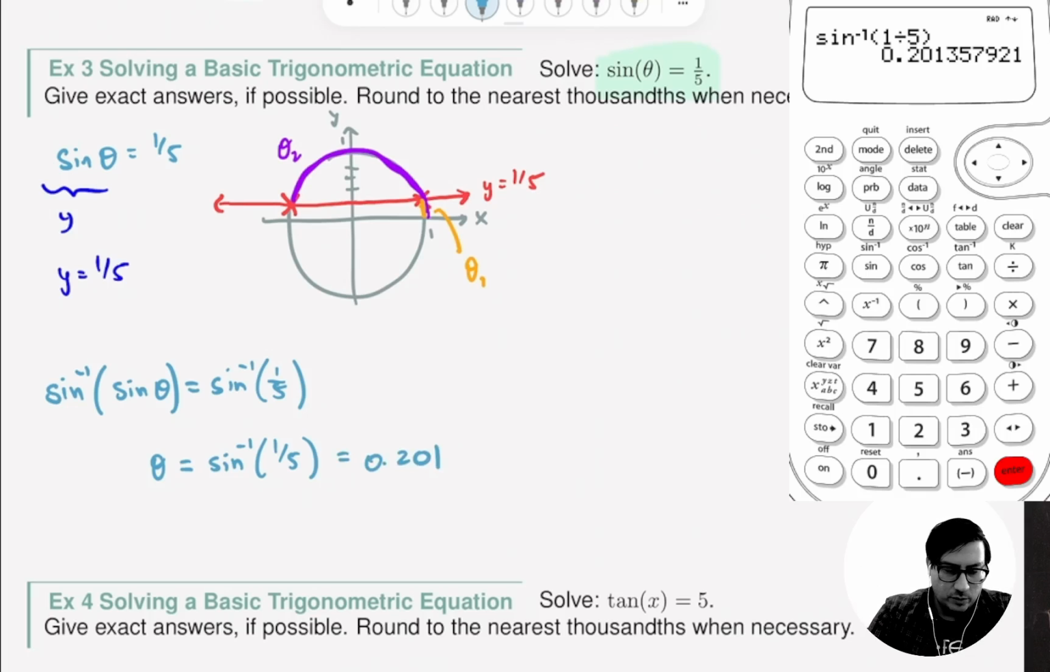0.201, and I'll write it to, let's see, the instructions actually tell us round to the nearest thousandth, which is 3 decimal places. So looking at the calculator, I'm going to go 1 decimal place is the tenth, 2 decimal places is the hundredth, 3 decimal places is the nearest thousandth with the th. So 0.201 is my number rounded correctly.